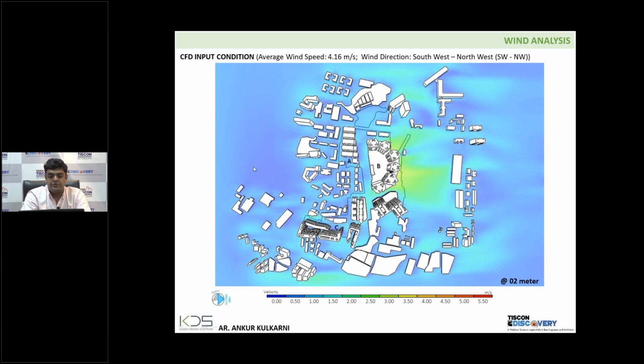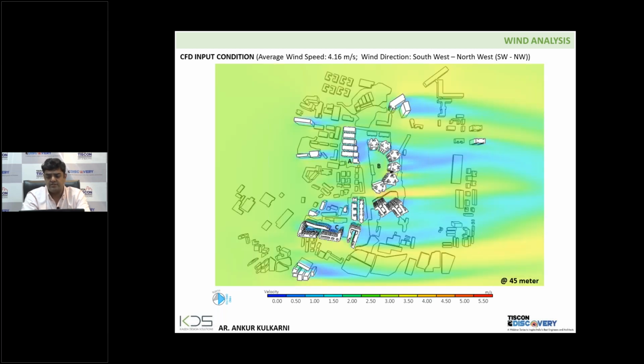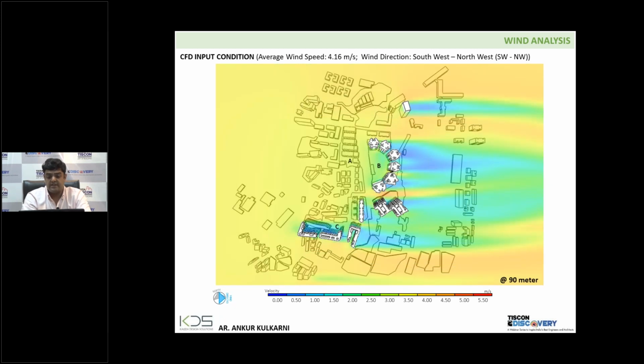So yes, if you see the screen now, average wind speed by considering 4 meter per second, and then we do the analysis. These are those 5 proposed towers, this is the sale buildings, and again here you have those 2 different towers, and this is again a rehab portion. We did it at different levels. So this is at 2 meters, this is at 45 meters. Now you try to relate, this is at 90 meters.